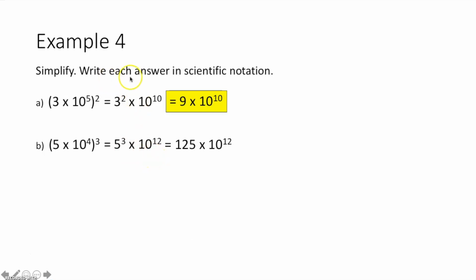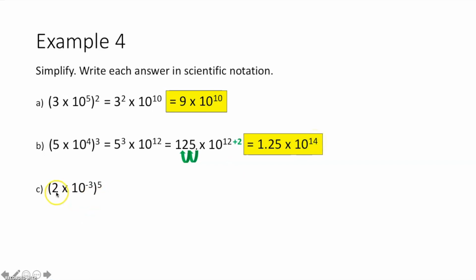Now, lastly, our answer has to be in scientific notation. So in order to put 125 in scientific notation, we take our decimal point and we have to move it 2 places to the left in order to make this a number between 1 and 10. So 1.25, that's a number between 1 and 10. And since we moved 2 places to the left, we have to add 2 to our exponent over here. So this becomes 1.25 times 10 to the 14th.